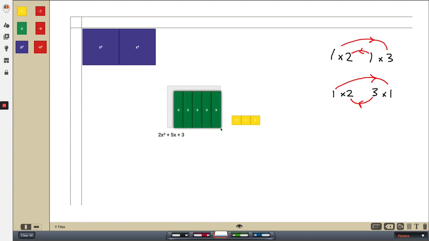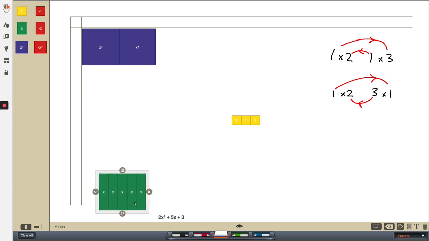I'm going to move the x's out of the way for a minute, so we're left with the 1's here. So we can put them in one row of 3 like this. So in here, at the top, we're going to have 1 by 3, 3 tiles. And in the bottom, we're going to have 1 by 2, 2 tiles. 5 tiles altogether.